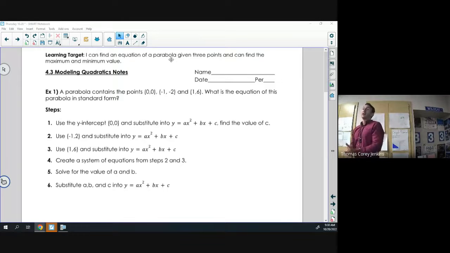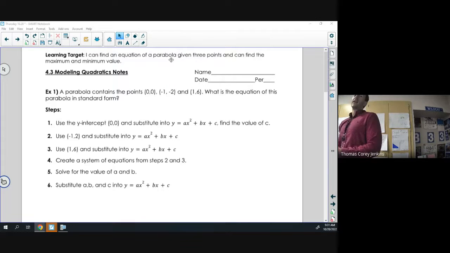I'm going to cover 4.3 today, so it kind of shifts gears a little bit. The first two lessons have been all about graphing. In 4.1, graphing if given an equation in vertex form. In 4.2, graphing if given an equation in standard form. And now we'll do less graphing today and more algebraic kind of stuff.